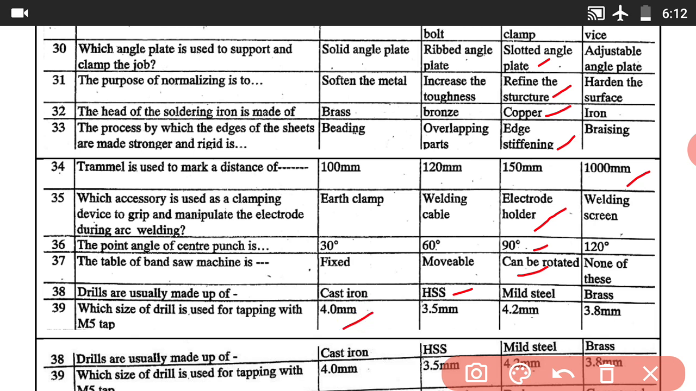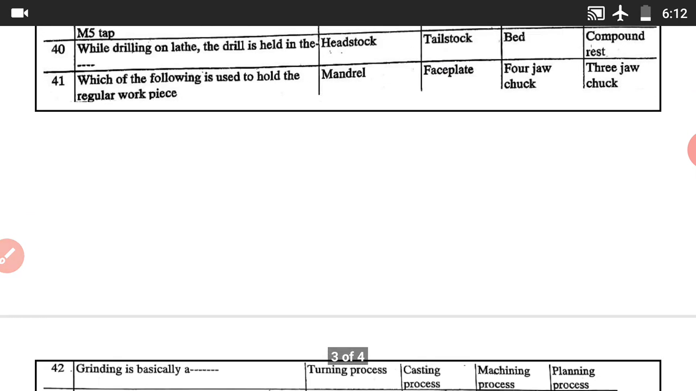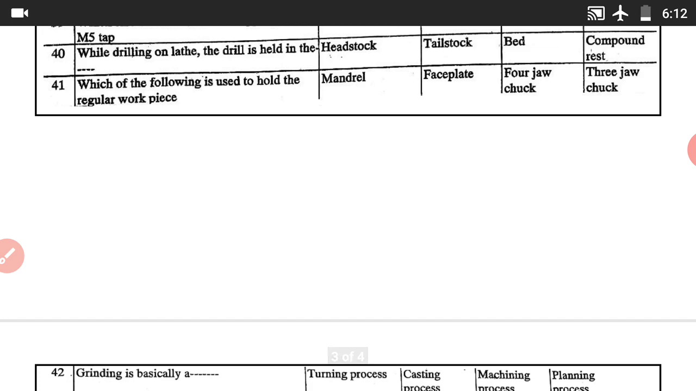Question number 40. While drilling on a lathe, the drill is held in the dash. The answer is the tailstock. Option B is the correct answer, tailstock.